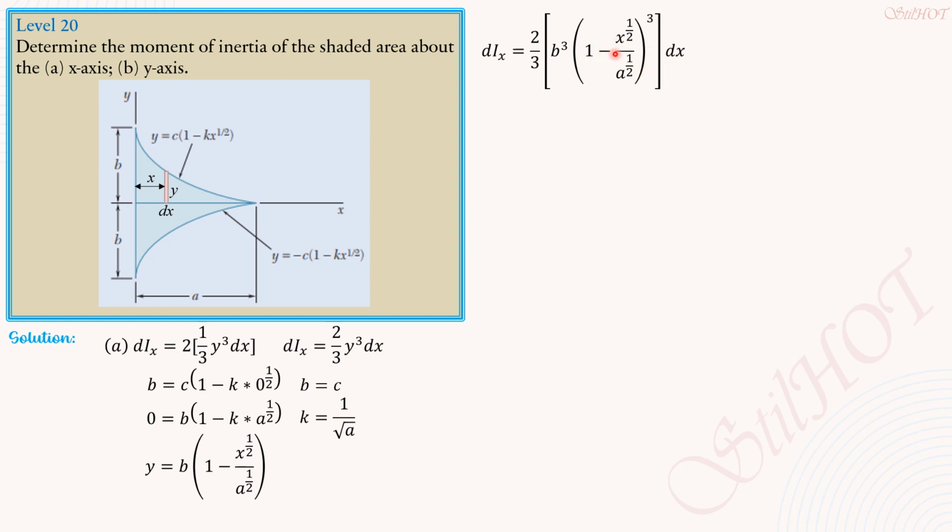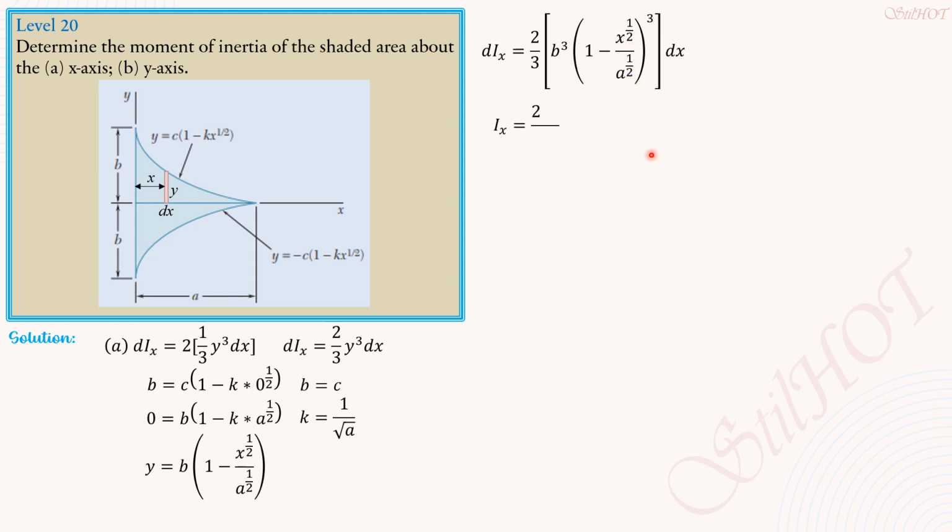So let's expand this binomial. The cube of 1 is 1. Then 3 times the square of 1 times the second term, negative x to the 1/2 over a to the 1/2, gives minus 3x to the 1/2 over a to the 1/2. Plus 3 times 1 times the square of the second, so plus 3x over a. Then the cube of the second, minus x to the 3/2 over a to the 3/2.